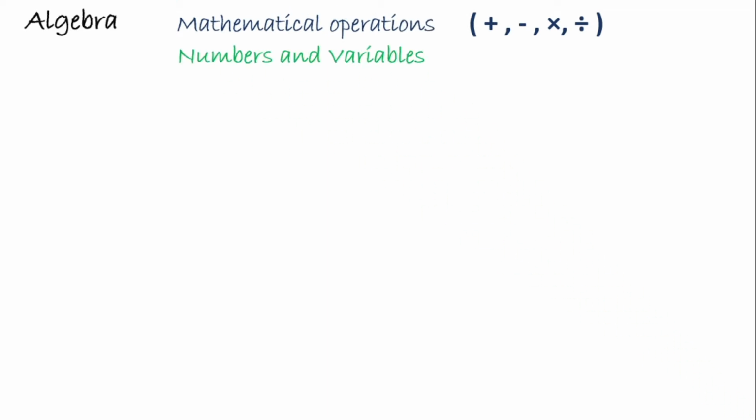Let's start with algebra. Algebra is a special branch of mathematics which establishes a relationship among quantities by the use of mathematical operations like plus, minus, multiplication, division, numbers and variables. Let's understand this by a video.